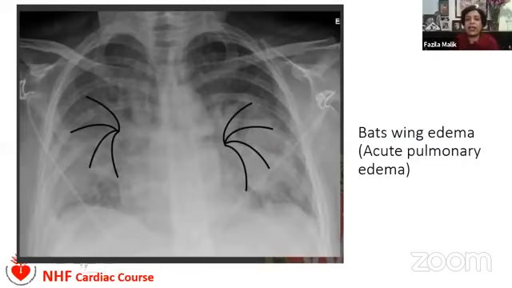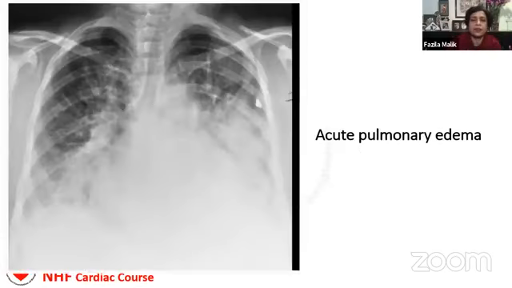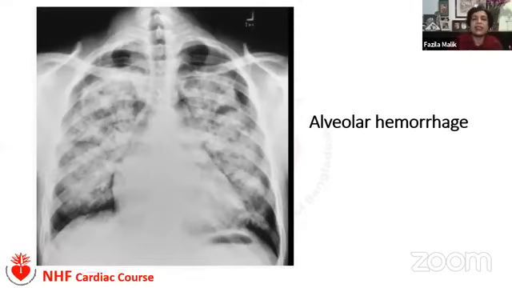Stage 3 is frank alveolar edema. The fluid is already in the lung alveoli. And how does this look? It looks like a bat's wing appearance. So like the wings of a bat, there are perihilar opacities, and this indicates that there is fluid in the alveoli, and the hila, as you can see, are very enlarged, very hazy, and you can't really make out the vascular markings of the hilum. This is also another example of the bat wing appearance, acute pulmonary edema, and there is cardiomegaly. And this is alveolar hemorrhage.